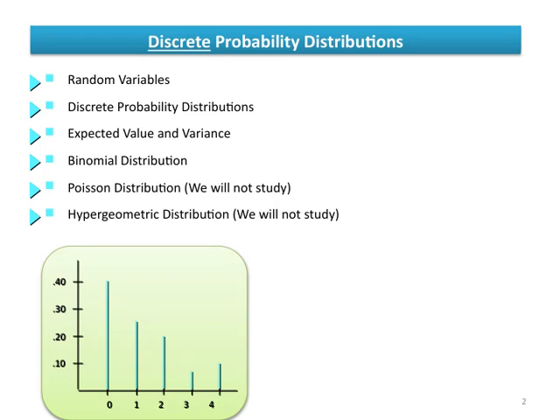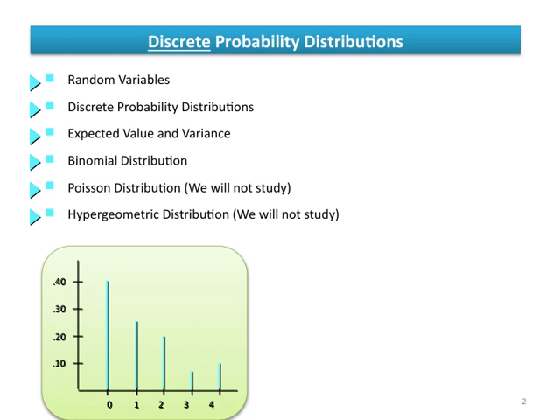Let's take a closer look at discrete probability distributions. On this slide, you'll see a simple number line from 0 to 4, representing possible values of a random variable. In the context of probability, these are the different outcomes that can occur in a discrete setting. When we talk about random variables, we're referring to variables that take on specific values based on chance. Discrete probability distributions describe how likely each of these outcomes is. They are fundamental because they help us understand the probability structure of various phenomena.